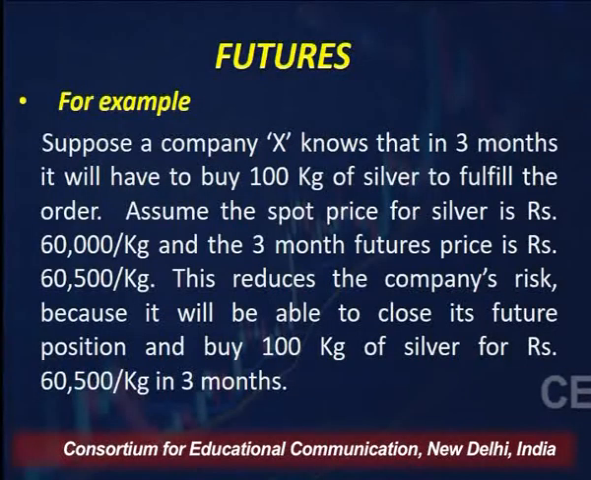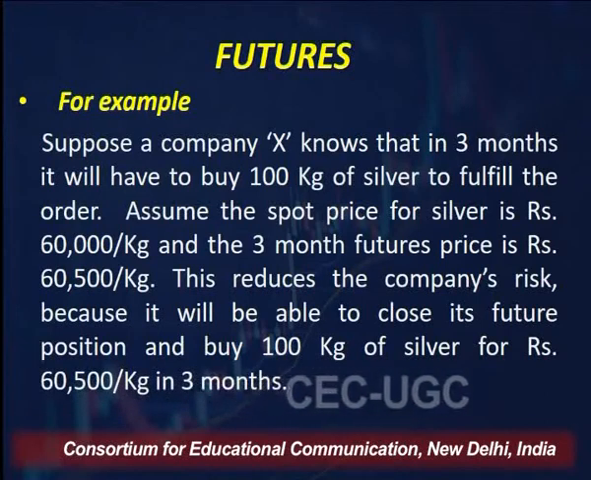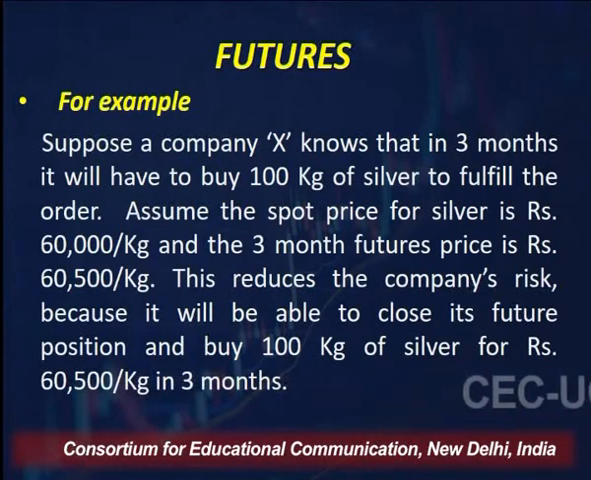Suppose a company X knows that in 3 months it will have to buy 100 kg of silver. Now I'm talking of the commodity future, right? 100 kg of silver to fulfill the order means if you are a manufacturer, and for manufacturing purposes you need silver, right? So you need 100 kg of silver for producing that thing.